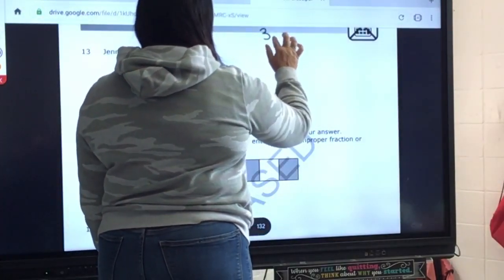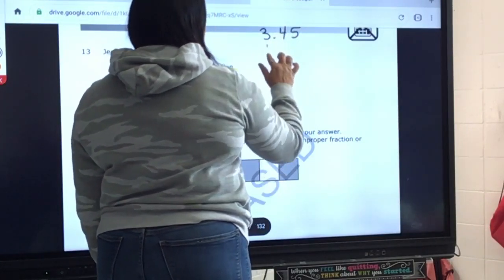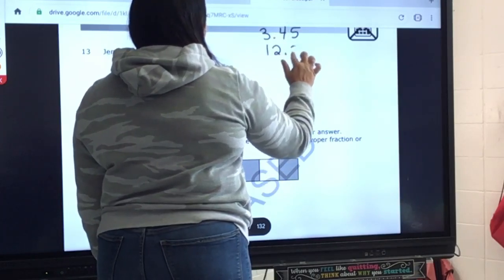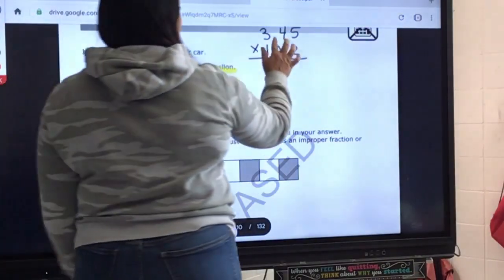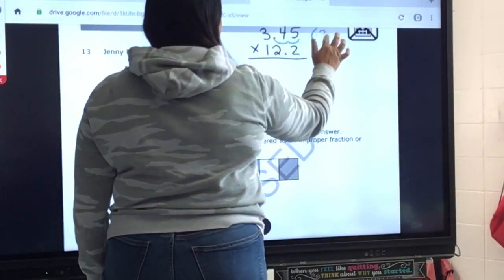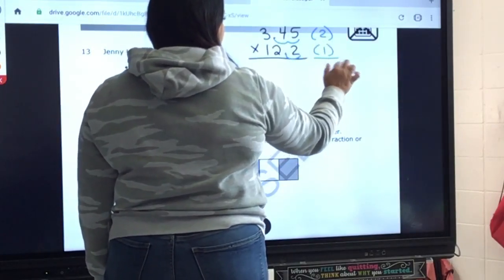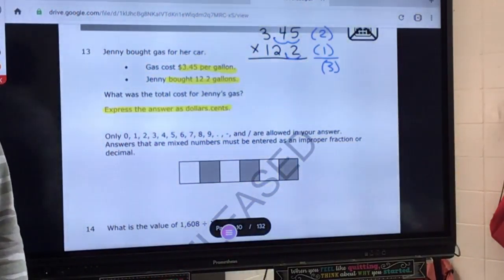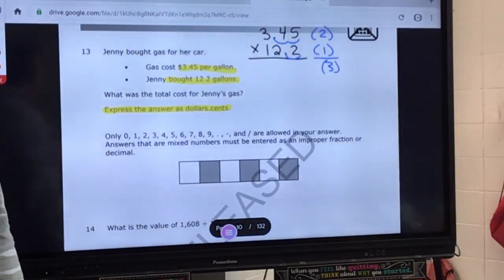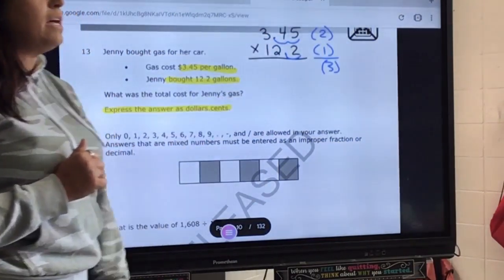So I'm going to put, for now, $3.45, and I'm going to put 12 2/10. I'm going to move my decimal 2 places to the right, and this decimal 1 place to the right. When I add those up, I get 3. I'm going to save that for later. Does that make sense? Does everybody understand why I did that? Is there anybody who doesn't understand? All right, go ahead. Multiply as regular.